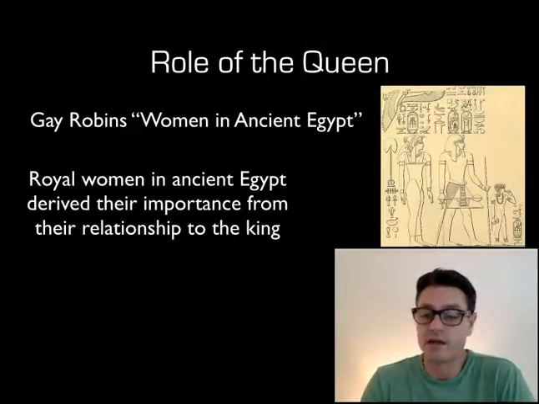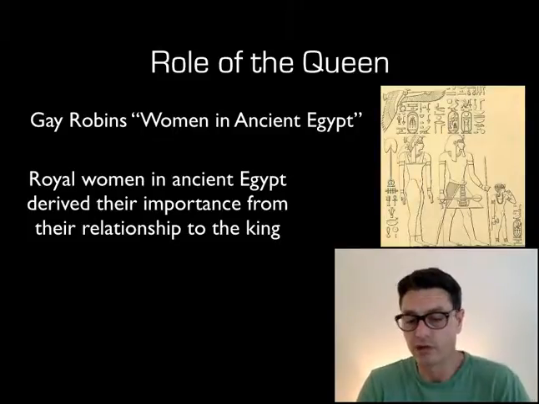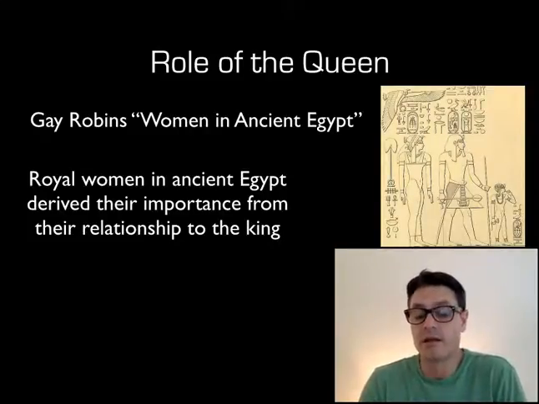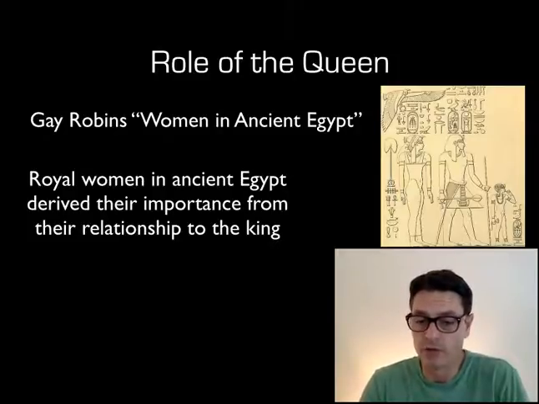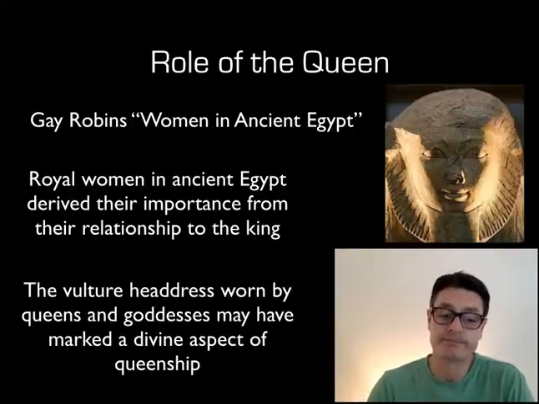Robbins suggests that royal women during this time period, their importance came from their direct association and their relationship to the king at the time. So whether they were the king's daughter or the king's mother or the king's sister or the king's great wife or principal wife, that's how they determined their relationship, and we see that often in the titles that they're afforded, which highlight those actual relationships.